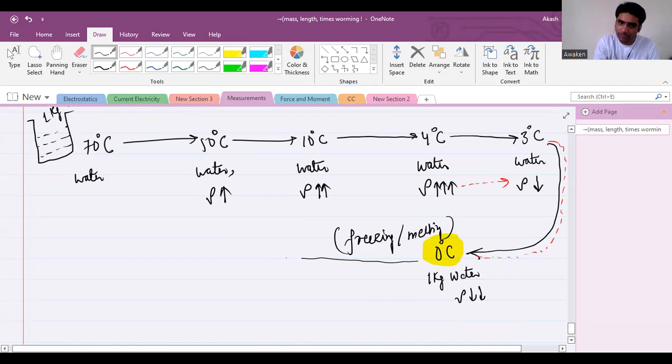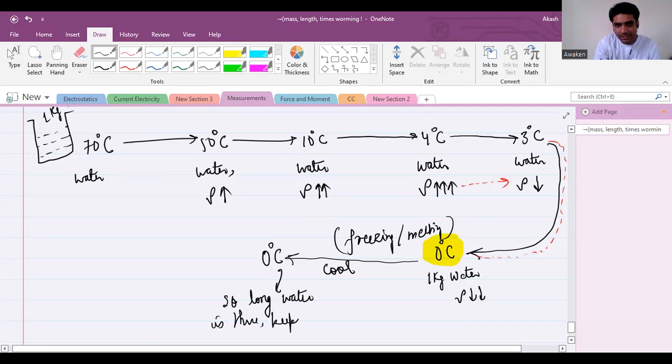But if you further cool it from here to -1, it changes to ice. No, beta. When you now cool it, the temperature will remain constant so long as the entire water is converted to ice. I'll explain once again, but just once try to understand. So long as water is there, it keeps getting converted to ice. Got it?